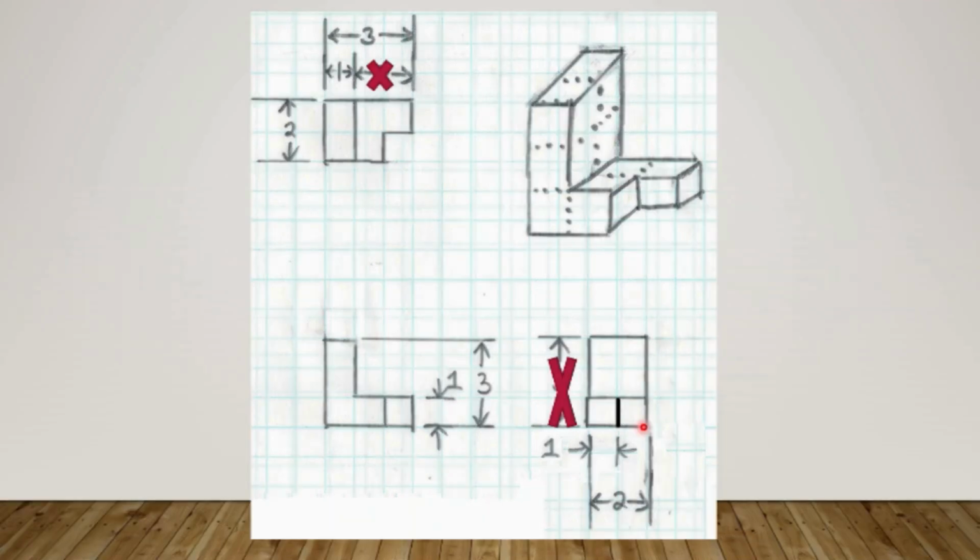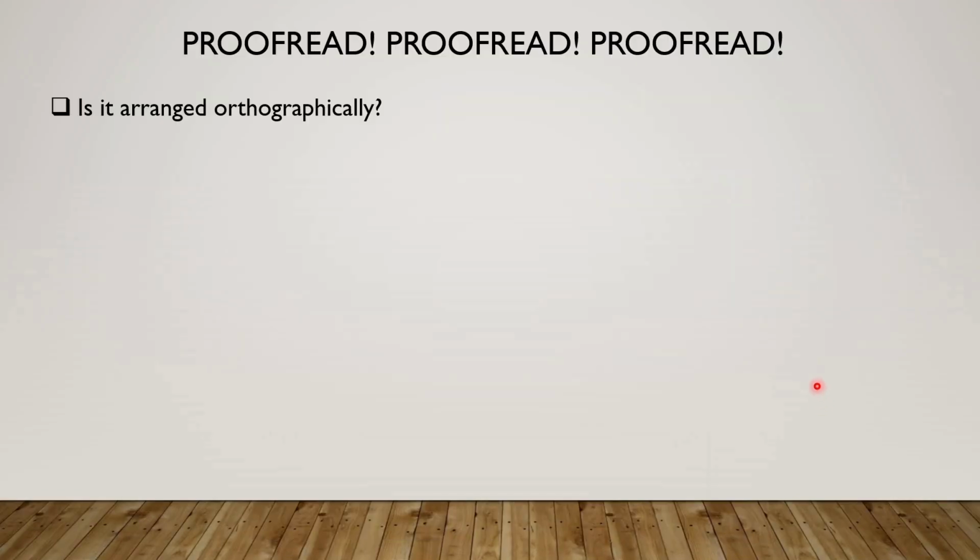To end off this video, I just want to mention you want to proofread your detail drawings. Every time you're done one, you want to proofread it and you want to run through this checklist. The first question you always want to ask yourself is, did you arrange this orthographically? Is the front, top, right view, are they located in the correct place? Do they line up? If there are hidden lines, did you put them in correctly? And do they appear in all 3 views? It's your basic orthographic stuff that you learned in your first 2 videos.